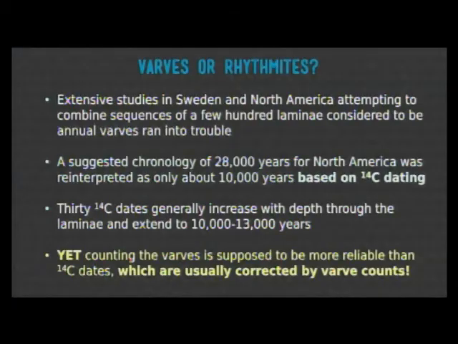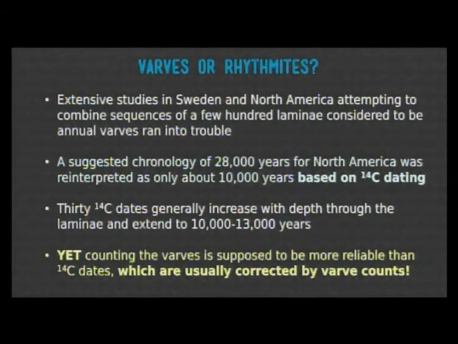Now, going back to varves. Extensive studies in Sweden and North America have attempted to combine sequences of several hundred laminae considered to be annual varves, but that ran into trouble. A suggested chronology of 28,000 years for North America was actually reinterpreted downwards to only about 10,000 years based on radiocarbon dating.